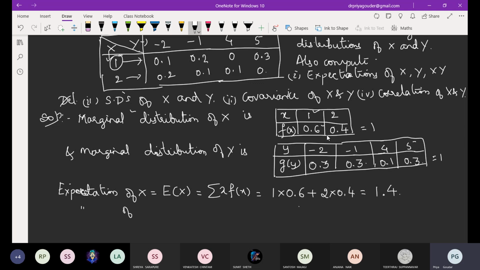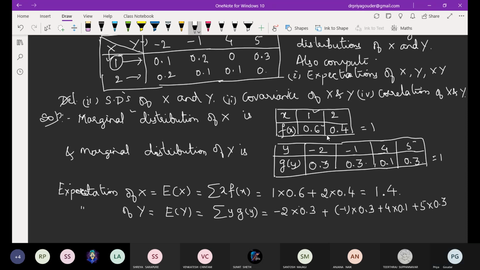Next, expectation of y, means E of y. How is it given? Summation of y into g of y. Yeah, take now the second table. Take the value of y and multiply it by the corresponding value: minus 1 into 0.3 plus 4 into 0.1 plus 5 into 0.3. Do the calculation and tell me the answer.